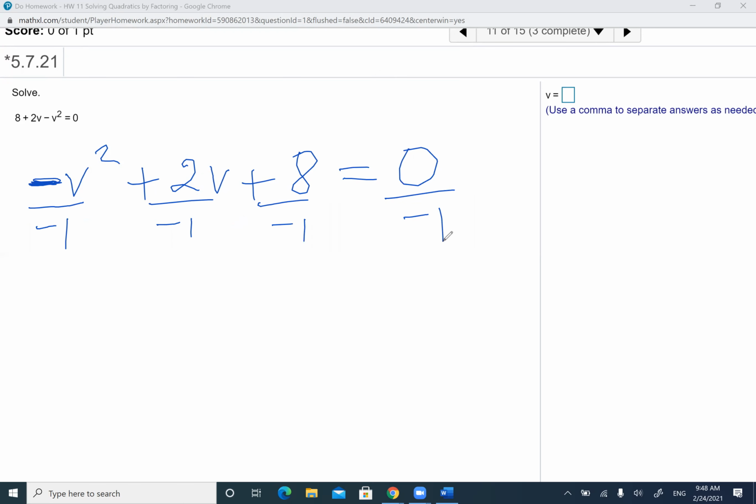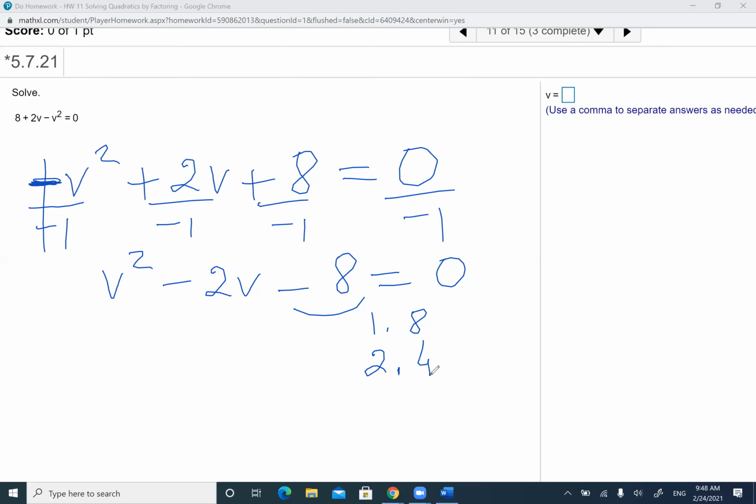Both sides. Negative over negative is positive, v squared. Positive and negative is negative 2v. Positive is negative 8, equals 0, and 0 divided by anything is also 0. And then you go from here. Get the factors of the last number, which are 1 and 8, 2 and 4. The bigger one is negative because the middle is negative, and they add up to negative 2, these two.